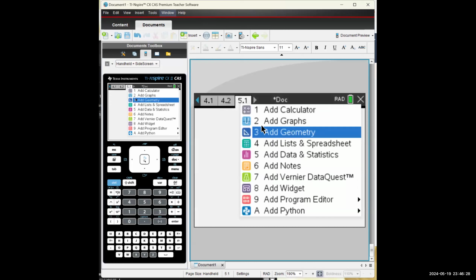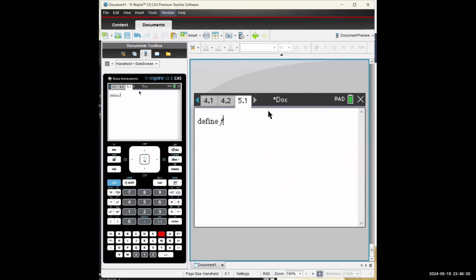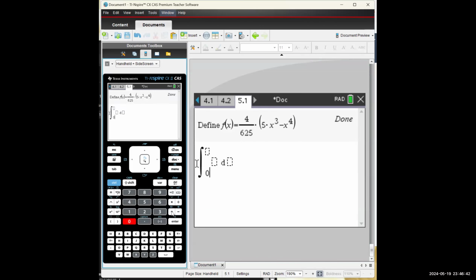Let's insert a problem. Define f of x equals 4 over 625 times (5x^3 minus x^4). Then use shift plus to integrate from 0 to 5, x times f of x. You can actually write x times f of x in your response because f has been defined, and that gives you 10 over 3. So the mean lifespan is 10 over 3 in weeks, and you need to retain the exact value rather than the decimal value.